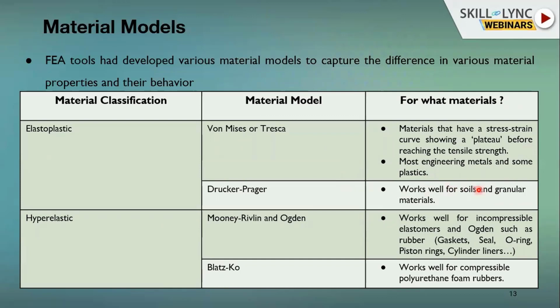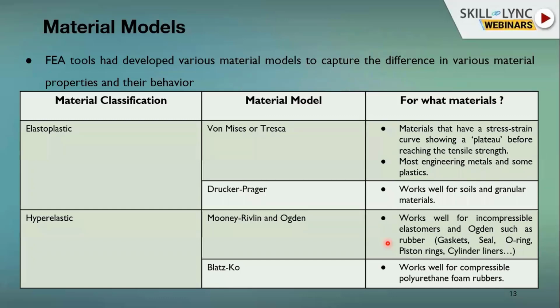And the Drucker-Prager works well for soils and even to deal with granular materials. As I told you, the phenomenon of creep is when geologists observe rock shattering or material deterioration in the mountains. Hyperelastic is a kind of compound where you use Mooney-Rivlin and Ogden. It works really well for elastomers, as I spoke about with the gaskets, the seals, the O-rings.